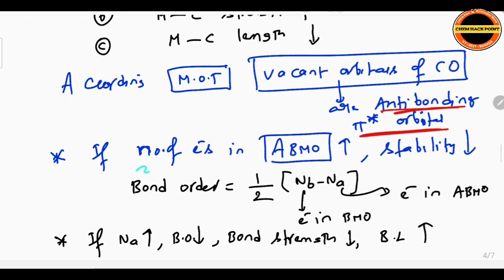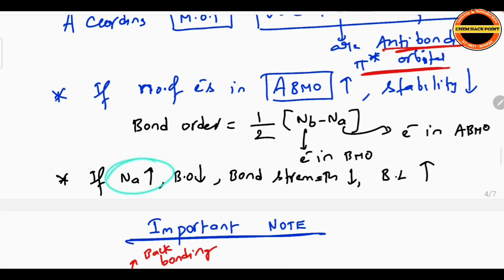But here remember, if the number of electrons in the anti-bonding molecular orbital increases, stability decreases. Before going further, recollect the bond order formula from chemical bonding of class 11: half into (Nb minus Na), where Nb is the electrons in the bonding molecular orbital (BMO) and Na is the electrons in the anti-bonding molecular orbital (ABMO).